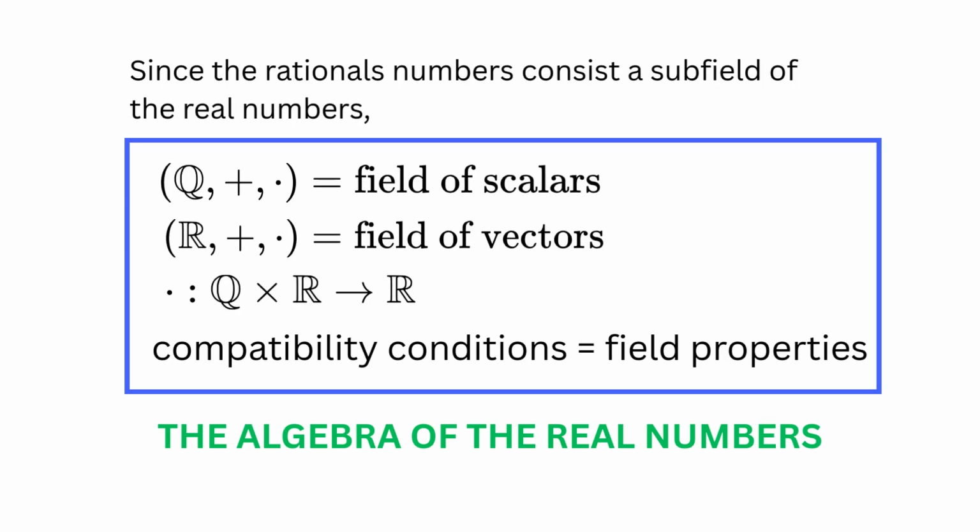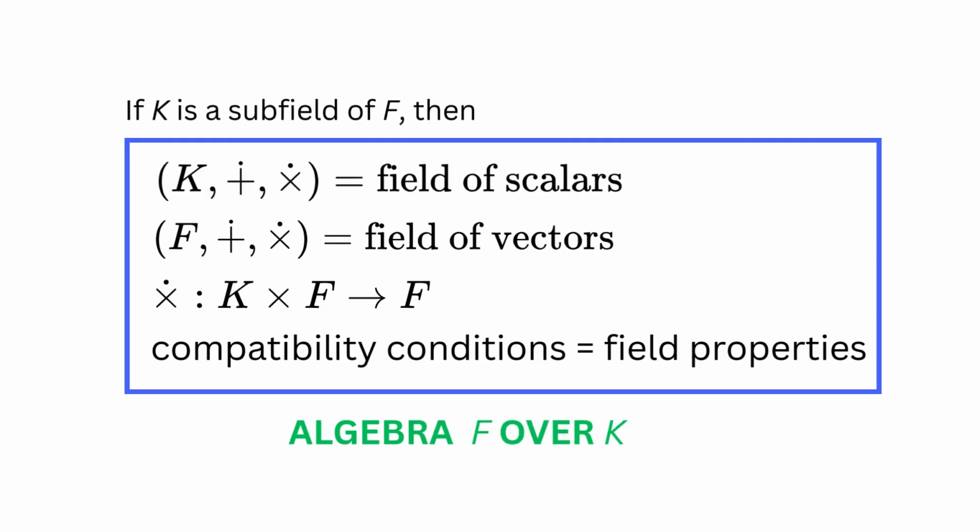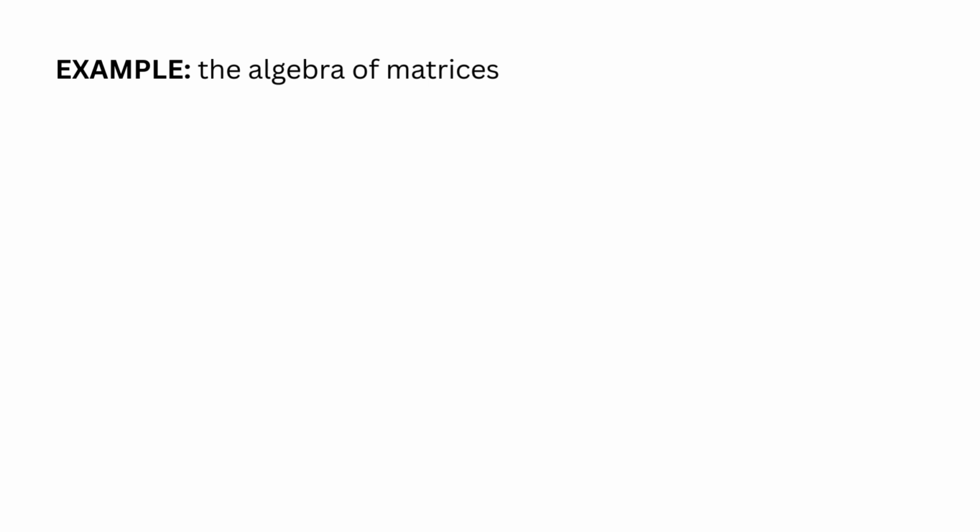There's an alternative way to see the set of real numbers as an algebra. This way is based on the fact that the set of rational numbers is a subfield of the real numbers. Then we think of the real numbers as an algebra over the field of the rational numbers. In this case, the real numbers are the vectors, and the rational numbers are the scalars. In fact, anytime we have a subfield K of a field F, we can claim that F is an algebra over the field K. The elements of F are the vectors, and the elements of K are the scalars. Let's discuss a more interesting example of an algebra.